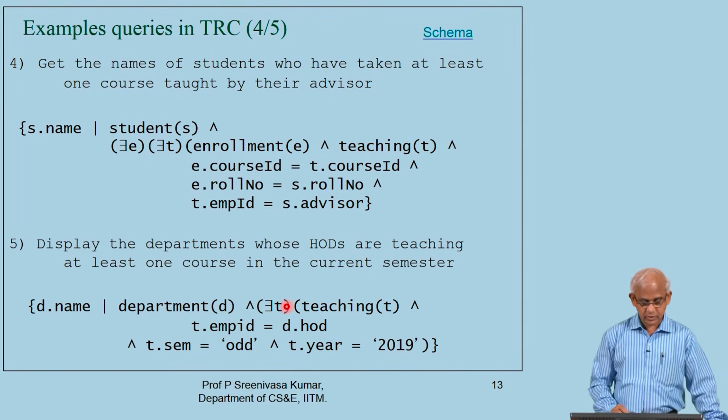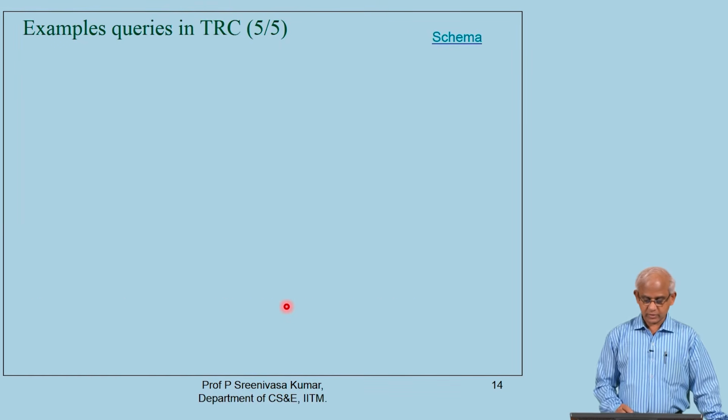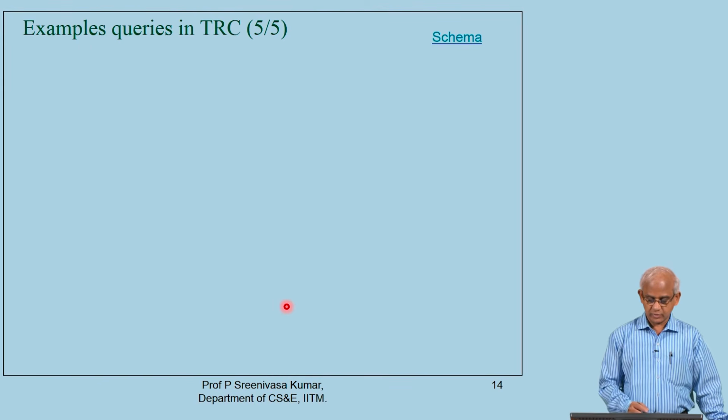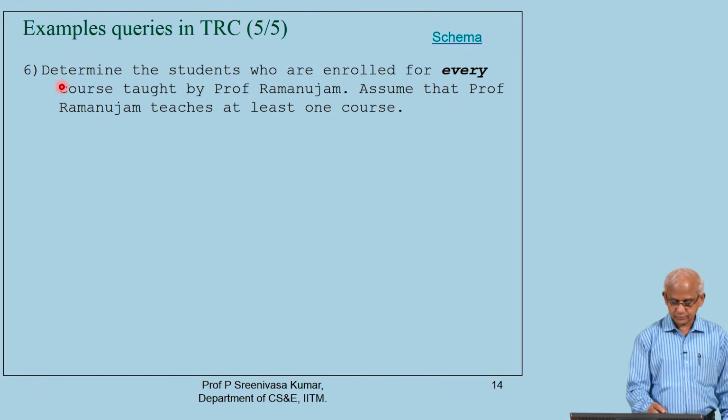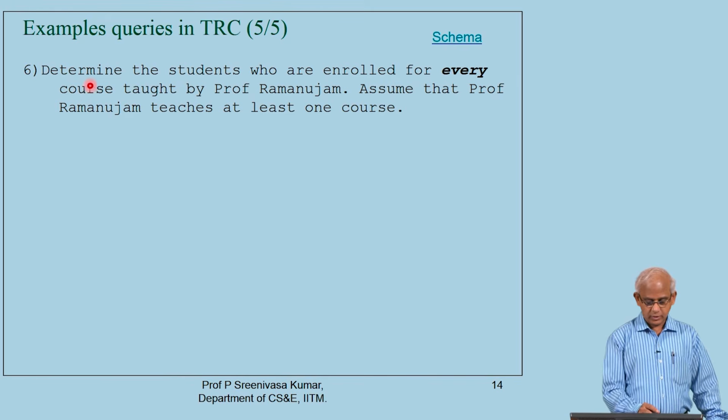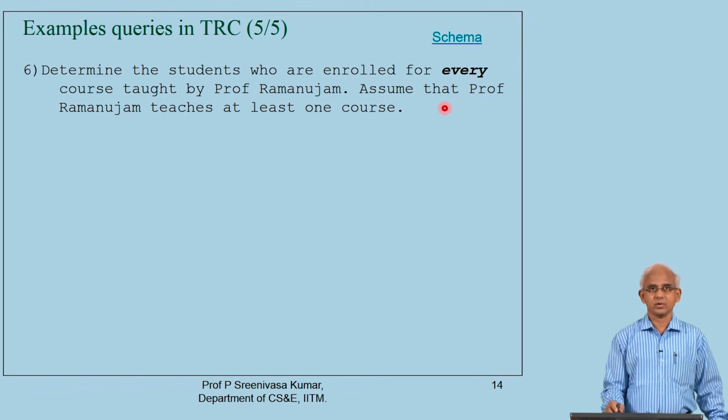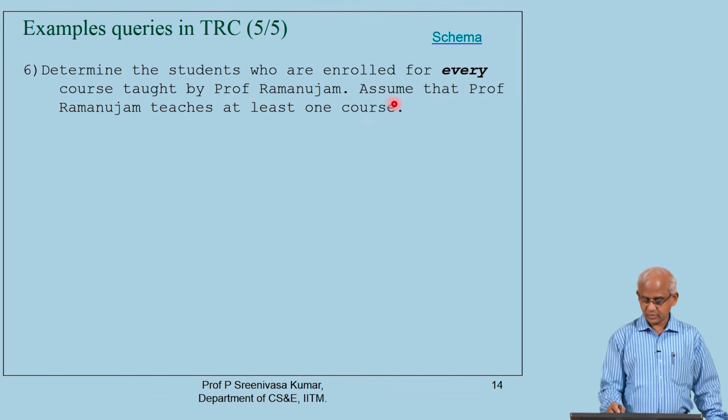Okay. So, let us now consider one more interesting query that again requires universal quantification. So, here is the query. It asks to determine the students who are enrolled for every course taught by Professor Ramanujam, and assume that Professor Ramanujam teaches at least one course. This assumption is also important, because I will probably explain that later to you. Okay.